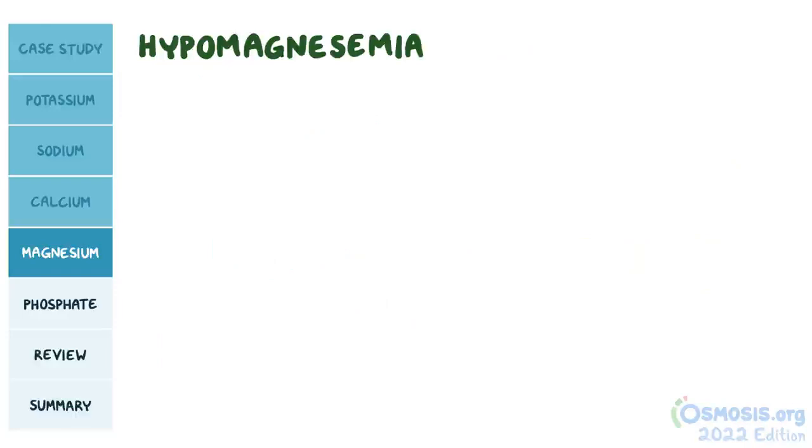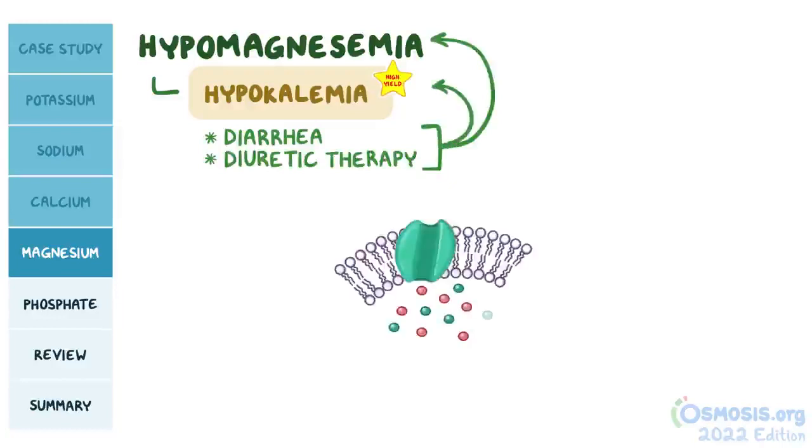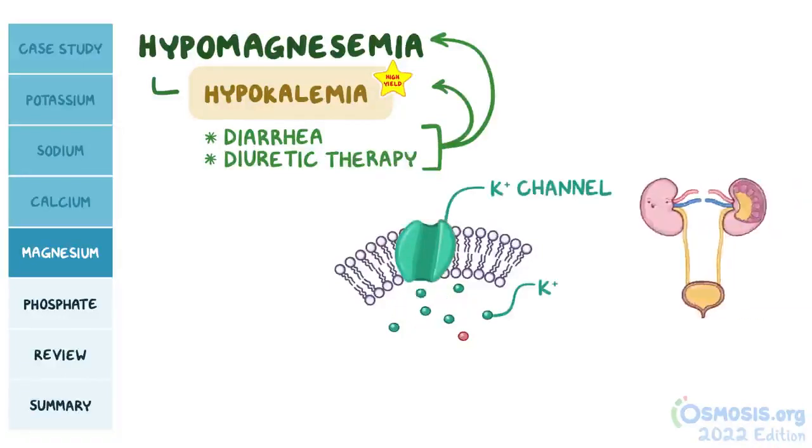Additionally, hypomagnesemia is commonly associated with hypokalemia, partly because a lot of the conditions that cause hypomagnesemia, like diarrhea and diuretic therapy, are also responsible for hypokalemia. It's also thought that normally magnesium in the cells of the nephron tend to compete with potassium for potassium channels, so with less magnesium, more potassium is excreted in the urine.